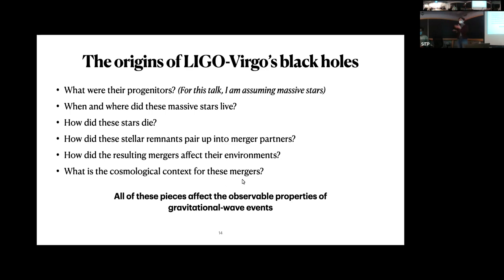But if the merger involves a neutron star, that neutron star can get ripped apart, or you can have two neutron stars collide. And so you can have this very dense nuclear matter that is undergoing nucleosynthesis and producing some of the heaviest elements, and that can have a big effect on the environment and on the abundance of things like gold and platinum and shiny elements in our galaxy. And then finally, what is the cosmological context for these mergers? So all of these pieces are going to affect the observable properties of gravitational wave events, if we can use these gravitational wave events and go back to try to understand their history.